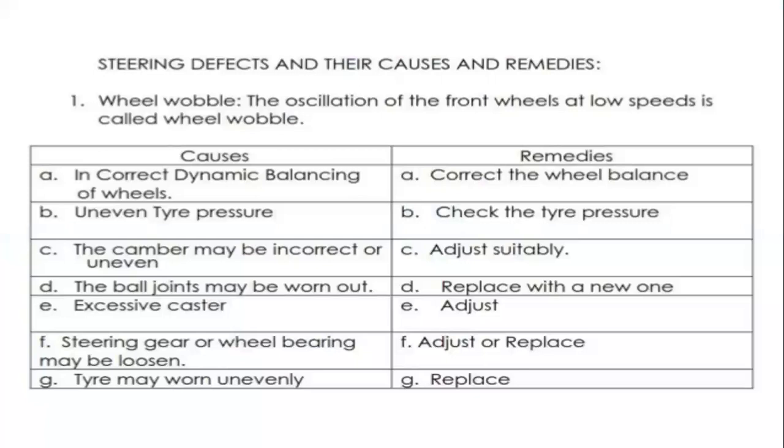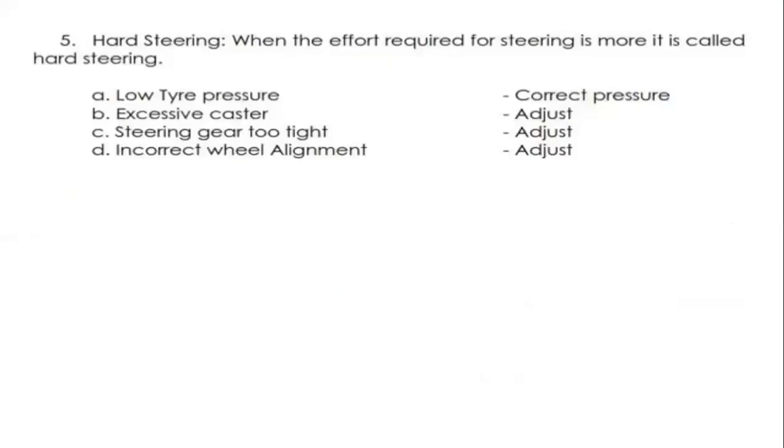Next, coming to the steering defects and their causes and remedies. The first steering defect is the wheel wobble. In wheel wobble, the oscillation of the front wheels at very low speeds is called wheel wobble.